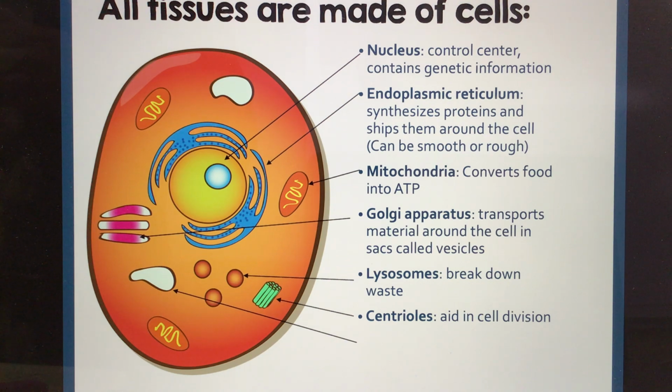Centrioles, they aid in that cell division, right? So we get to a point when the cells start growing and we talk about sexual reproduction and they start to divide. The centrioles are helping in that process, the division.